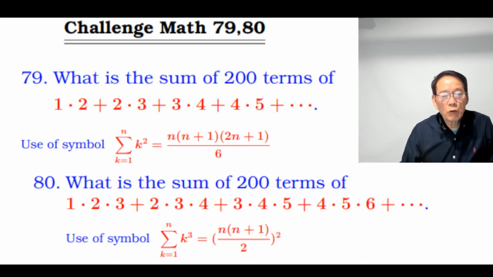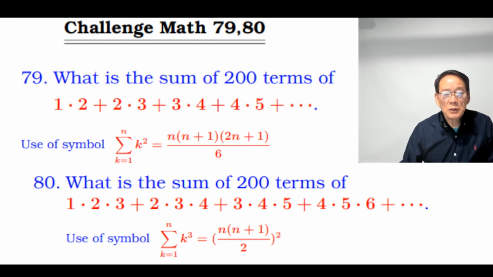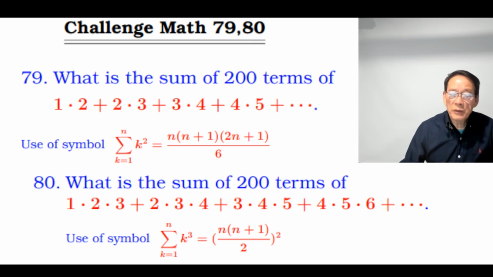Next time I will go over 2 questions again, 79 and 80 of math contest level questions. 79: what is the sum of 200 terms of 1 times 2 plus 2 times 3 plus 3 times 4 plus 4 times 5? Yeah, it's a manipulated arithmetic sequence. So you need to review arithmetic sequence.